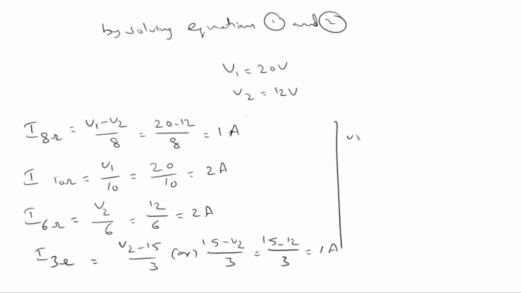and the voltage across the 6 ohms resistor is equal to V2, equal to 12 volts. See, for our convenience here, I suffix 8 means current flowing through the 8 ohms, I suffix 10 means current flowing through the 10 ohms.